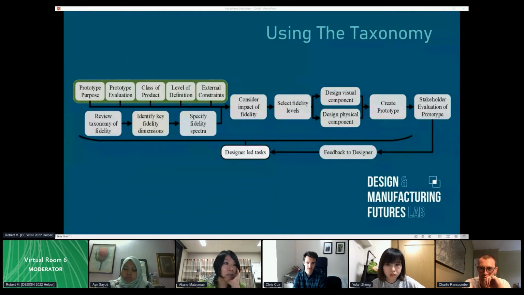Based on this, the required fidelity levels can be chosen, the virtual and physical components of the prototype can be created, and the prototype can be evaluated according to its purpose. By following this pipeline, prototypes can be made to exactly the required fidelity, with extra time and resources not wasted developing aspects of the prototype that are less important.